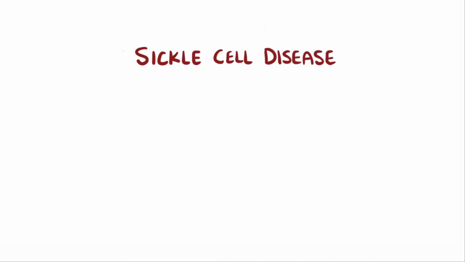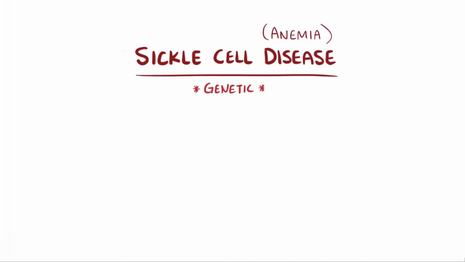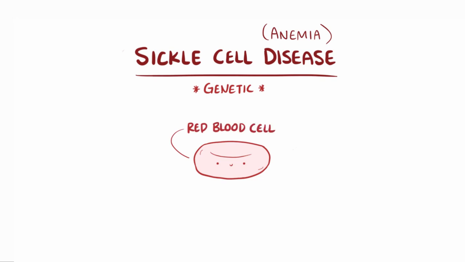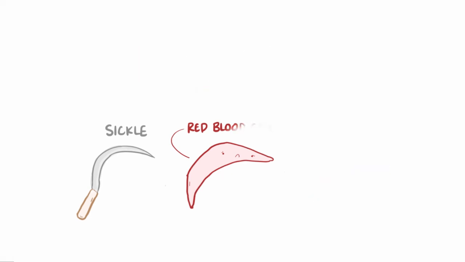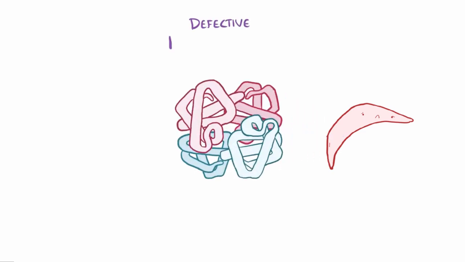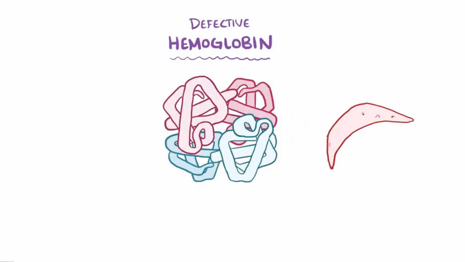Sickle cell disease, also called sickle cell anemia or just sickle cell, is a genetic disease where red blood cells can take the shape of a crescent or sickle, and that change allows them to be more easily destroyed, causing anemia, among other things.